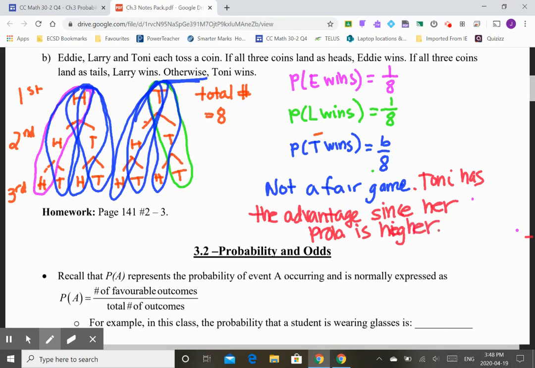So there's our first intro to probability and how we can use it to decide if we have a fair game.